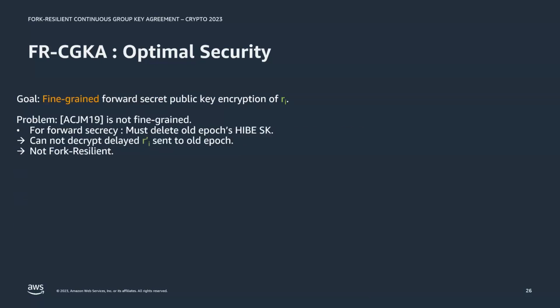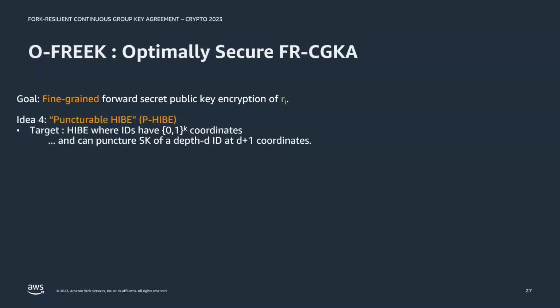But is it fine-grained? No, it's not, because they still implement forward secrecy in much the same way. Once you transition to a new epoch, you have to delete the HIBE secret key for the old epoch. So once again, you're stuck. You cannot decrypt any other R primes that come your way. So really what we need is some form of puncturable HIBE, for the purpose of this talk.